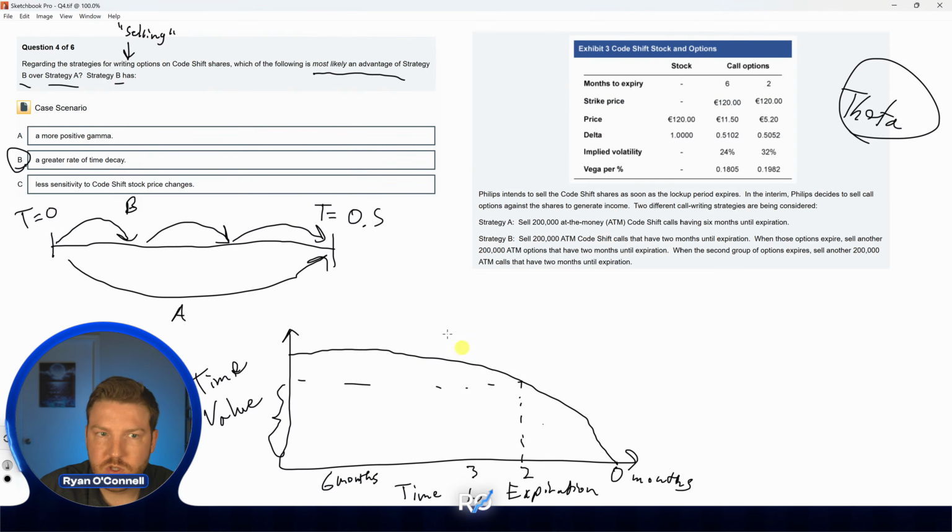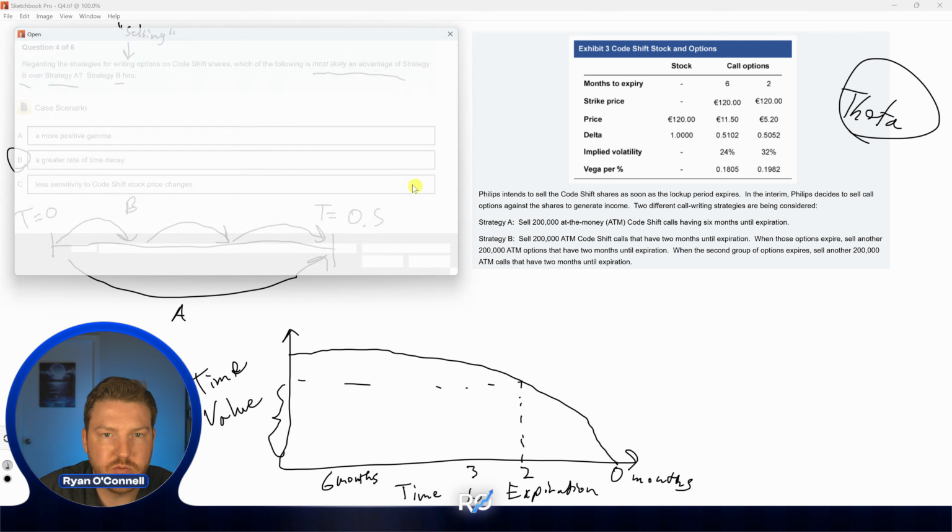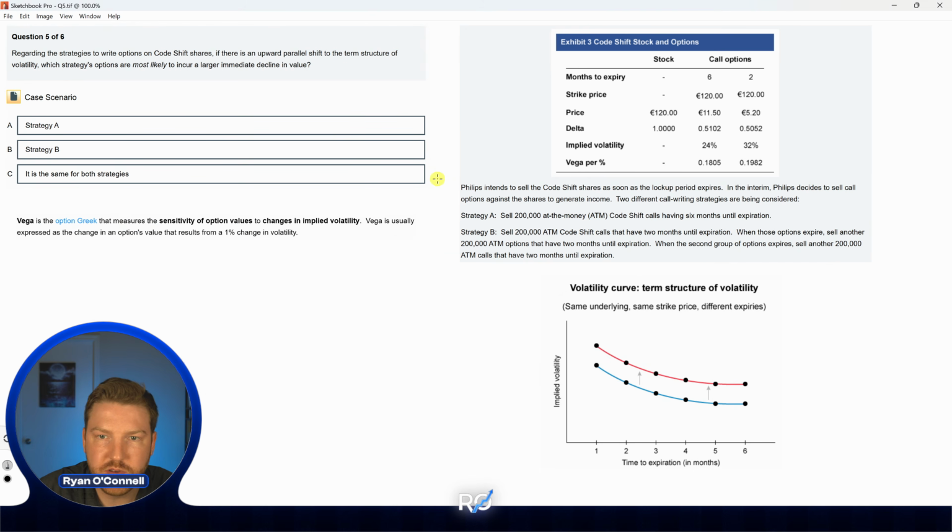So I'm going to open up what I had prepared for this one over here in question 5. Okay, so this question is basically getting into the topic of Vega. So let's just talk about Vega for a second, which is another Greek.